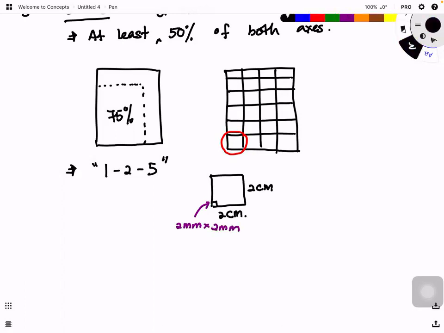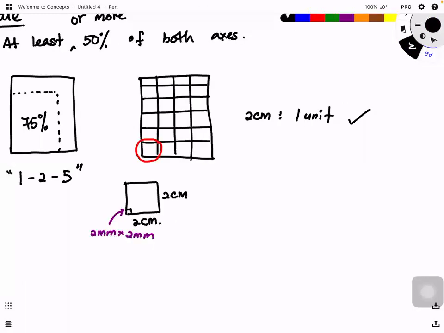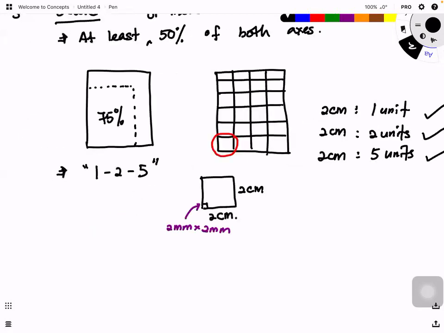When you want to put a scale, always remember: 2 cm to 1 unit is allowed. 2 cm to 2 units is allowed. 2 cm to 5 units is allowed. Are you clear? But 2 cm to 4 units, no. 2 cm to 10 units, yes, because it follows 1 to 5. This doesn't mean it must be 1, 2, and 5, but it can be 10, 20, 50, or 100, 200, 500, or 1,000, 2,000, 5,000. It can be 0.1, 0.2, 0.5, doesn't matter. So you follow the rule 1, 2, 5.